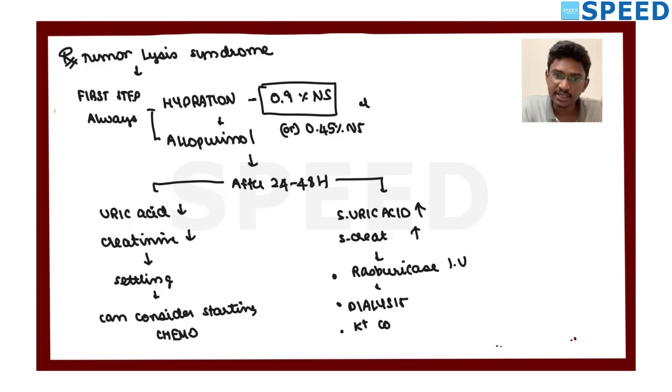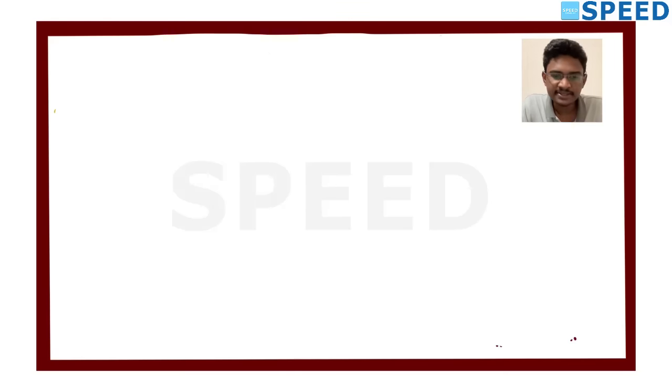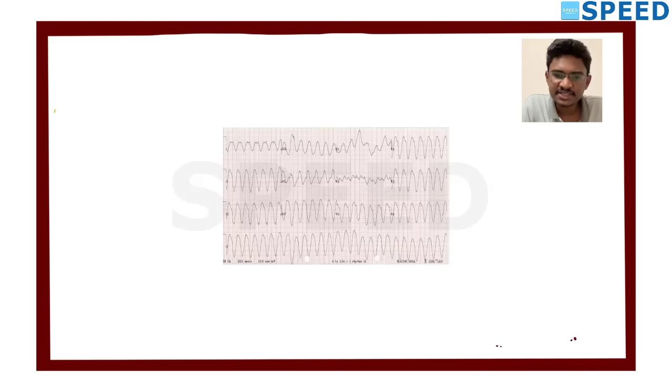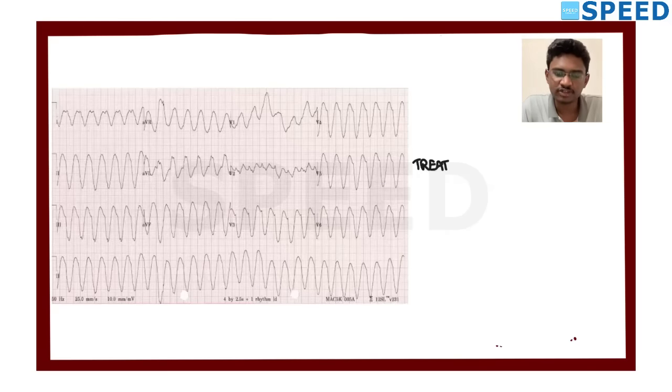So obviously here the initial step will be hydration. Next, an ECG is given. What is the treatment you are going to give for this patient?